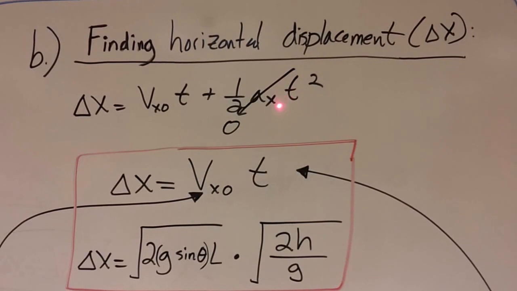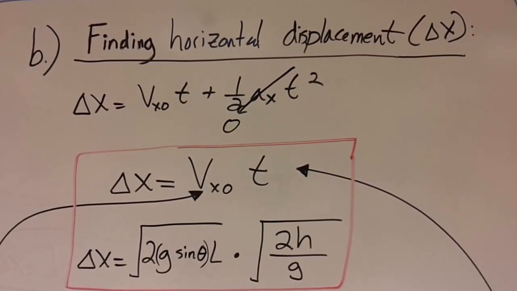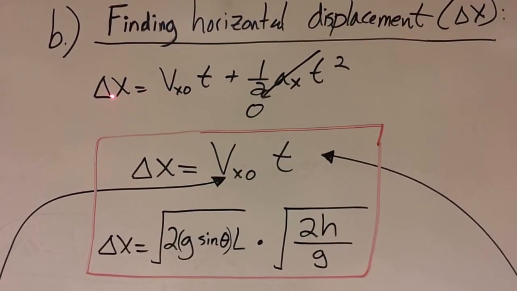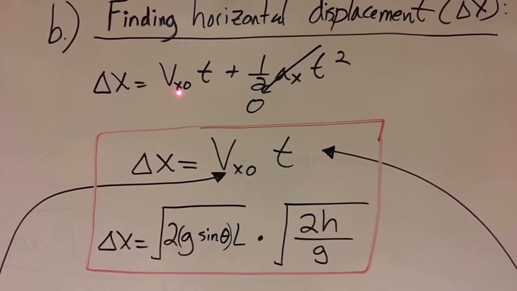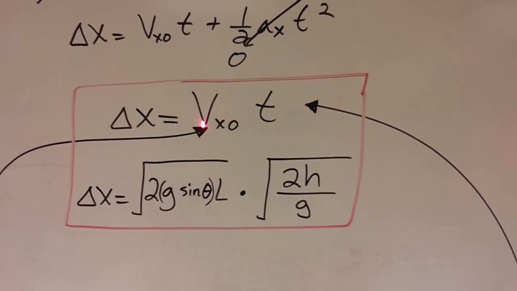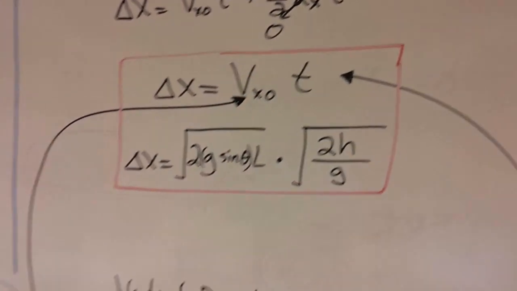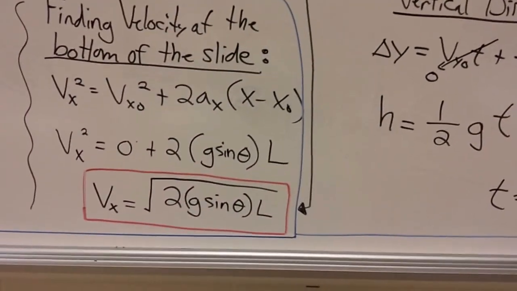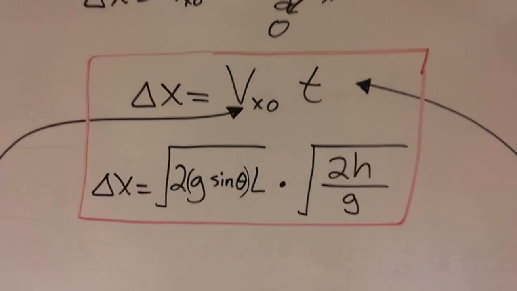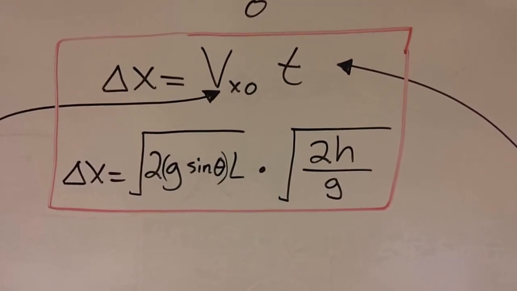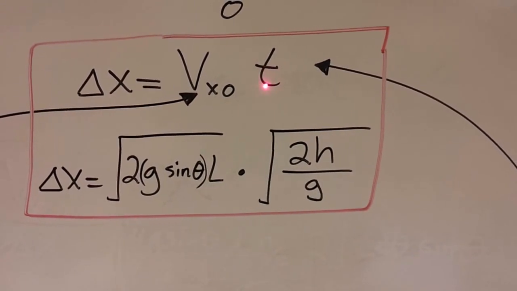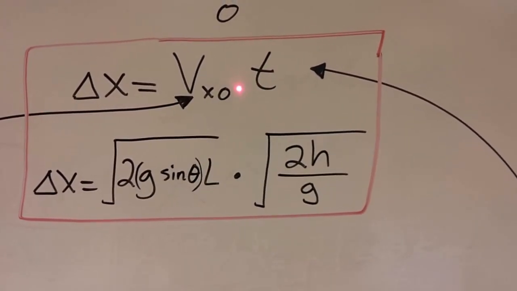Remember that in the x direction, there is no acceleration. Horizontally, the velocity stays constant. So this whole term goes to 0. And so we basically get the horizontal displacement is equal to the horizontal velocity multiplied by the time. Well, we came up with an expression for the horizontal velocity, remember? That's back down here. It's the square root of 2g sine theta times L. So our horizontal displacement will be the square root of 2g sine theta times L, all multiplied by some expression which represents how much time this kid spends in the air.